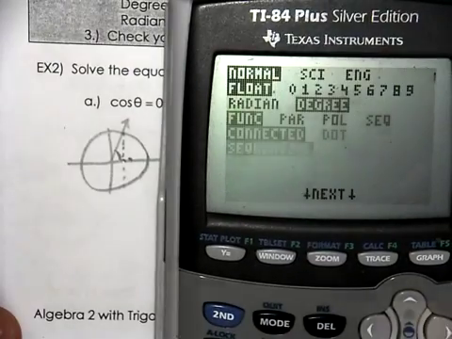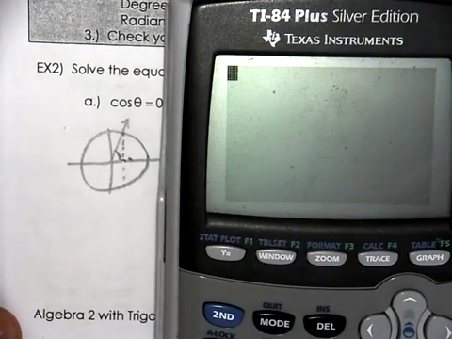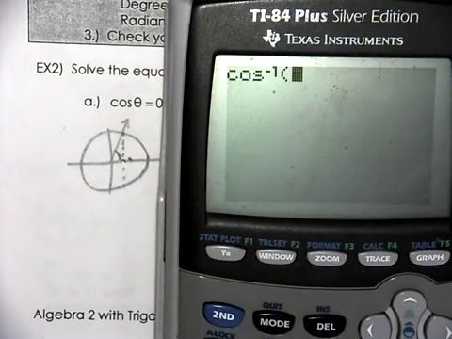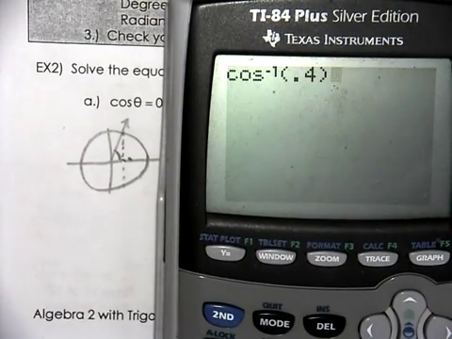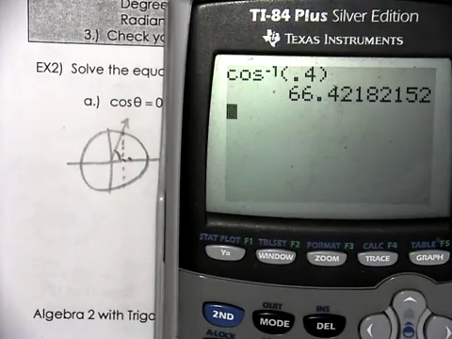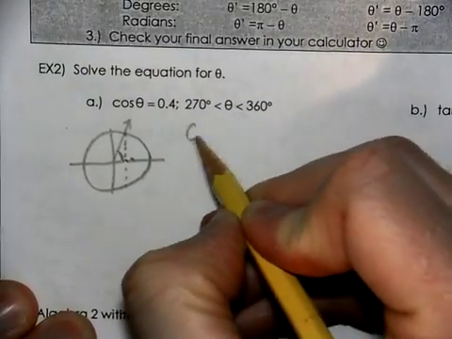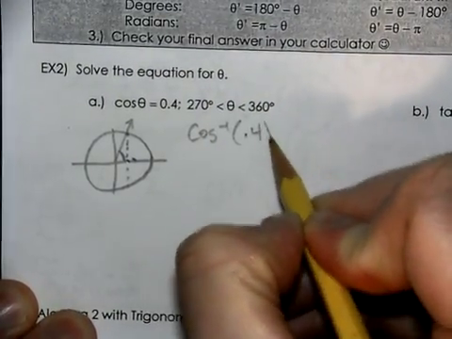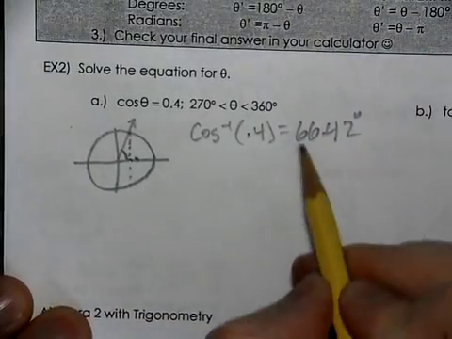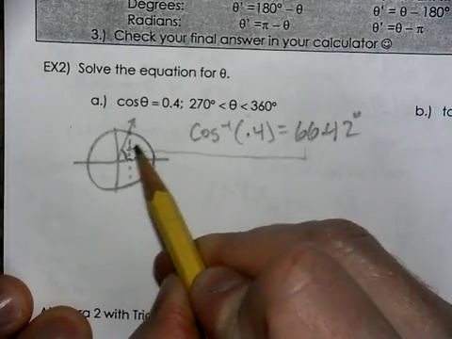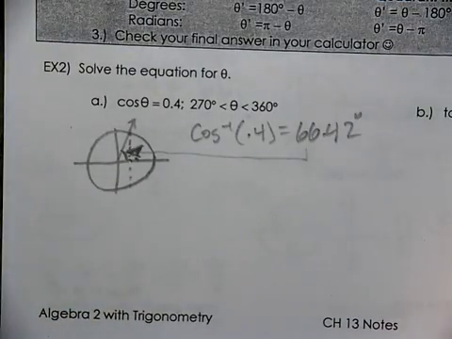we'll take our calculator. Be sure you're in degree mode because we're calculating with degrees. We're going to say second cosine, so we have cosine inverse of 0.4. You should use parentheses. And that gives us an angle of 66.42. Cosine inverse of 0.4 is 66.42, and those are degrees. Now that is our angle right there. Now that's considered our reference angle.